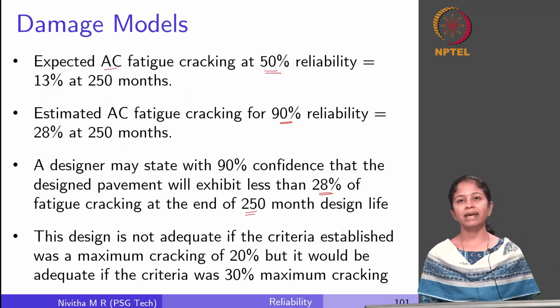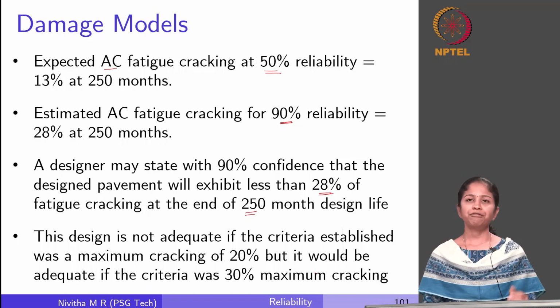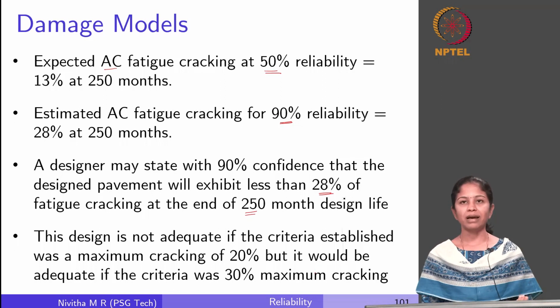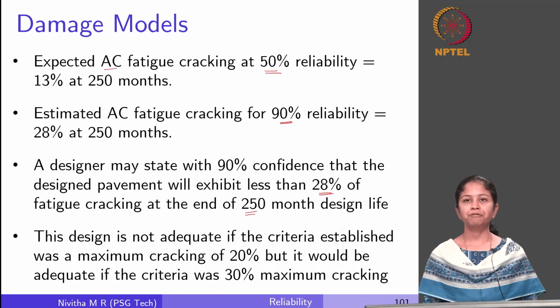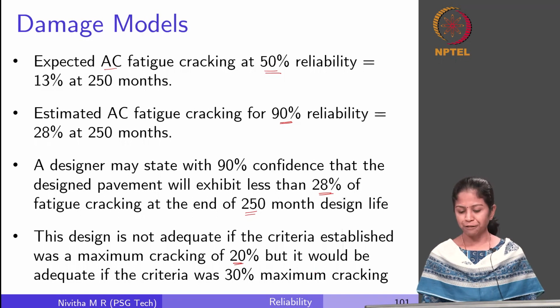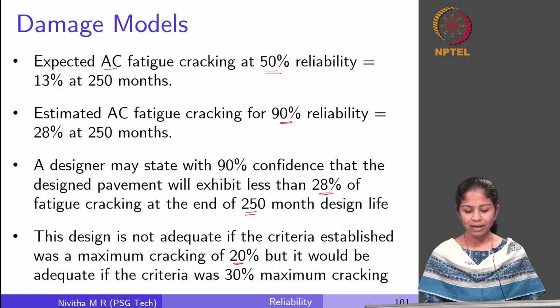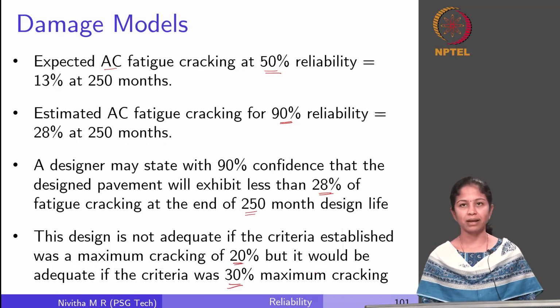That is, the total area that is subjected to fatigue cracking will be 28%, right. But if 30% is my cutoff criteria, then I am fine because my distress is only 28%, less than my target value of 30%. But if the allowable cracking is only 20%, then the design criteria is not adequate, right. We consider the pavement to have failed in fatigue cracking and we have to redo the design. So, this design is not adequate if the criteria established was a maximum cracking of 20%, but it would be adequate if the criteria was 30% maximum cracking.